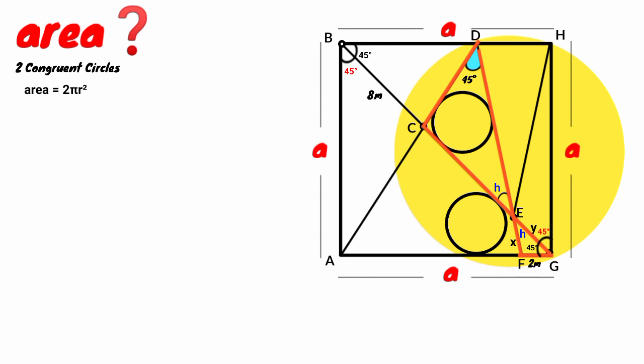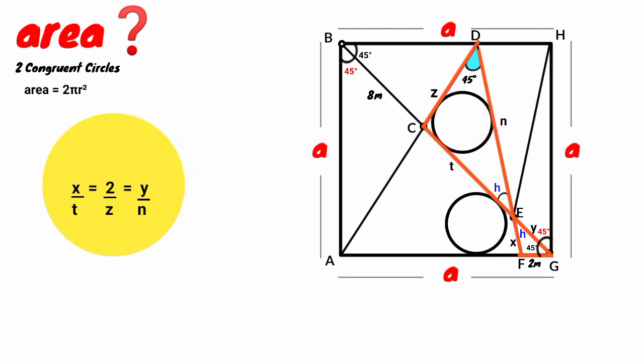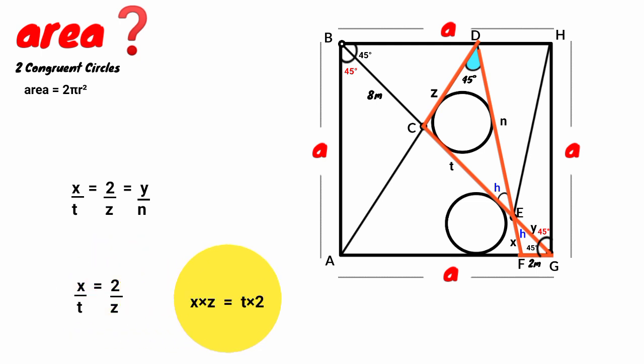Taking the ratio of their sides, this side x facing angle 45 degrees divided by this side also facing angle 45 degrees, let its length be t, must be equal to this 2 meters divided by this, say z, which also equals this y divided by this side, say n. So x over t equal to 2 over z, which equals y over n. From here, x over t equal to 2 over z. Cross multiply, x times z equal to t times 2. So xz equal to 2t.